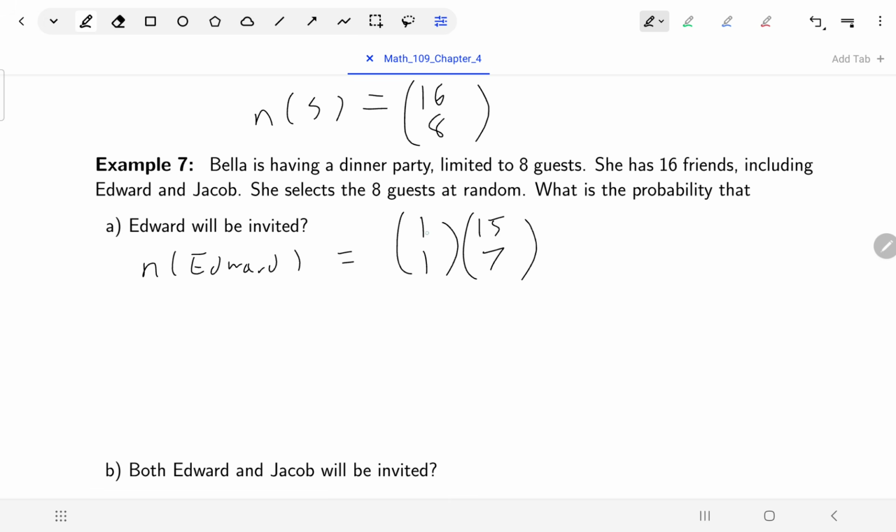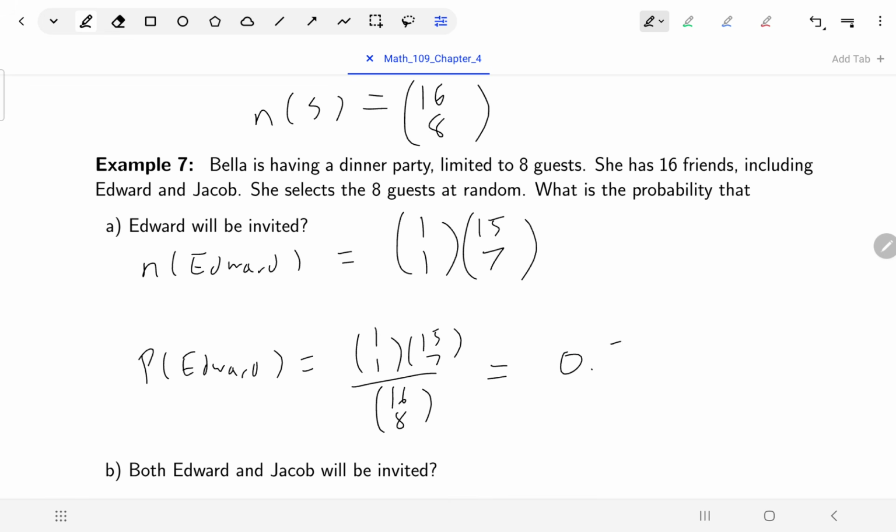So there's one Edward, I select him, and then there's 15 other people, and I need to select 7 of them. So the probability that I'll select Edward should be 1C1 times 15C7 over 16C8. Which, interestingly enough, turns out to be equal to a half. Sometimes we wind up with particularly nice numbers that are just a fluke.